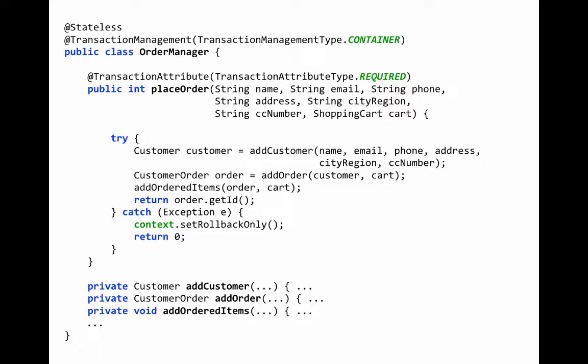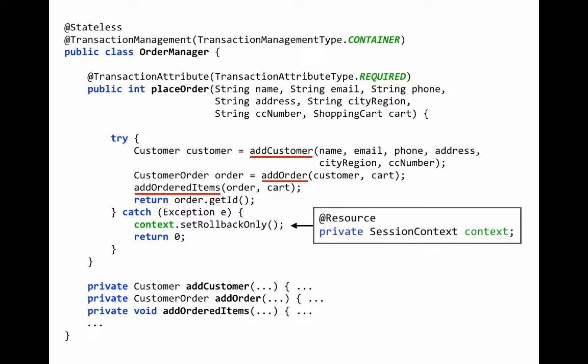The Place Order method calls three local helper methods: AddCustomer, which adds a customer record to the database; AddOrder, which adds a customer order record to the database; and AddOrderedItems, which adds one or more ordered product records to the database. If any kind of exception occurs, the setRollbackOnly method is invoked on the context variable. The context variable is a session context object that is declared as an instance variable.